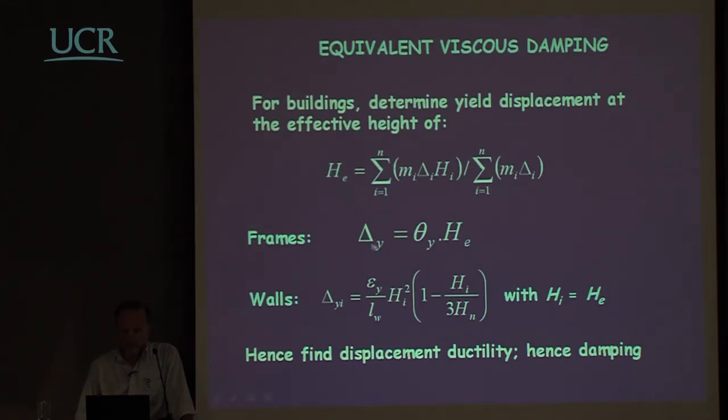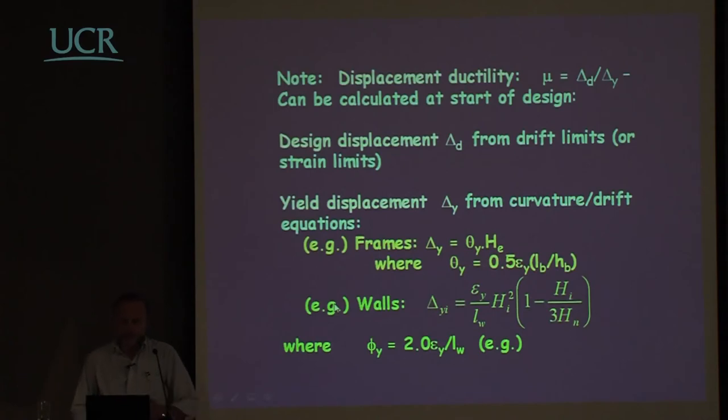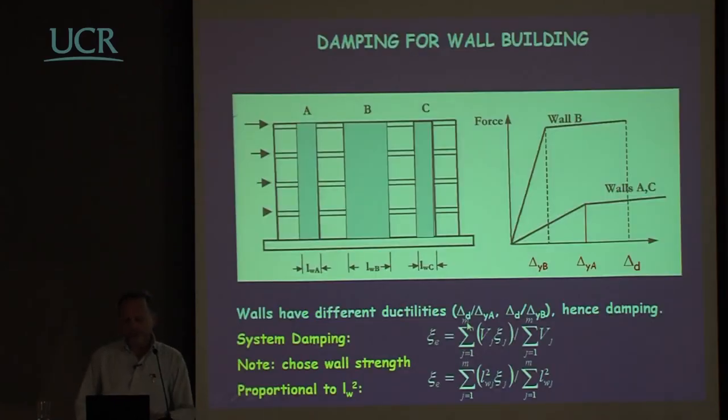For frames, this was the yield displacement. For walls, this is the yield displacement. And if we now consider the two different situations, the design displacement due to drift limits or the design displacement due to the limitation of the strain at the base, we can define what the value will be.